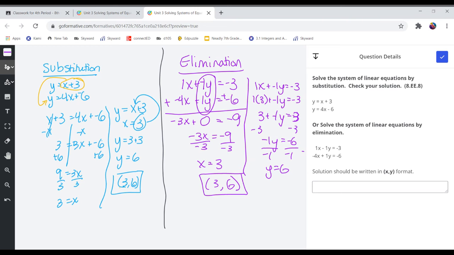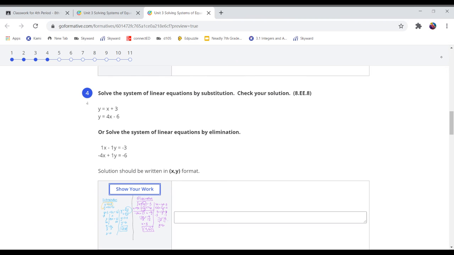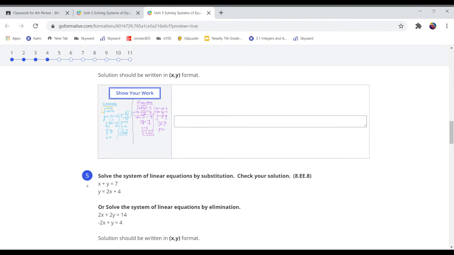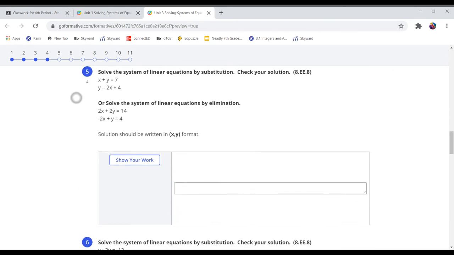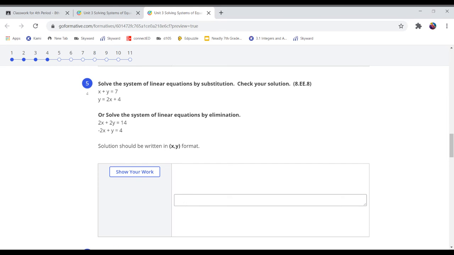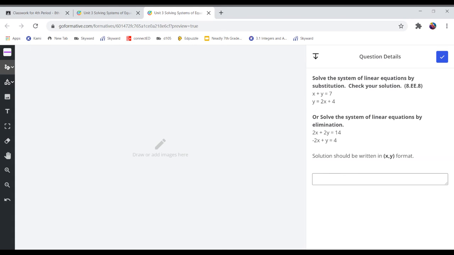So if you notice, whether I do substitution or elimination, my answer is still the same. Moving on to the next one. Number 5. Solve the equations by either substitution or elimination. Just like before, I'm going to show substitution first, and then I will show elimination.